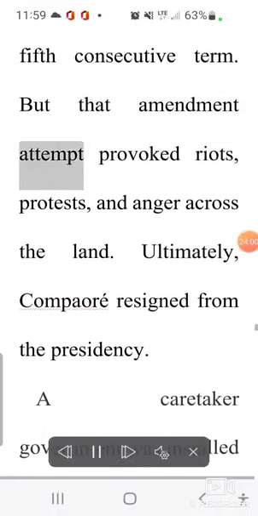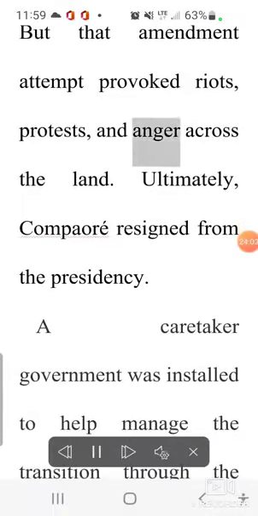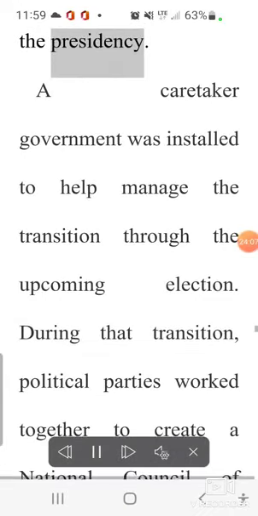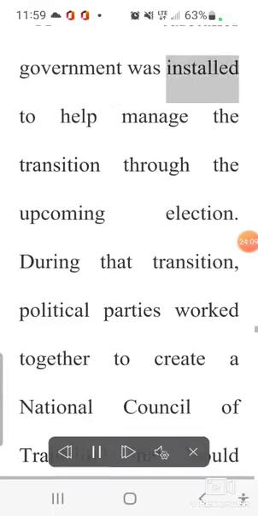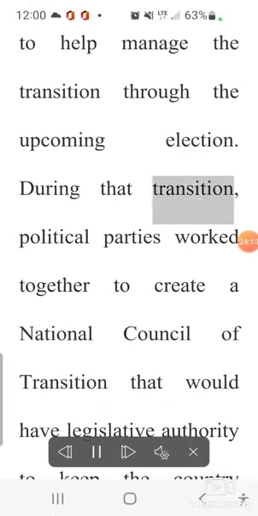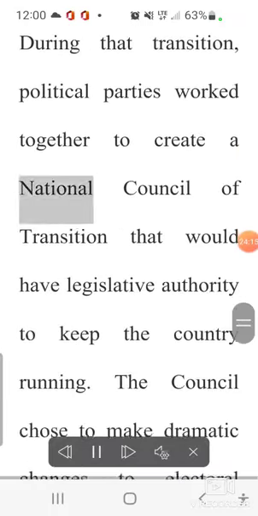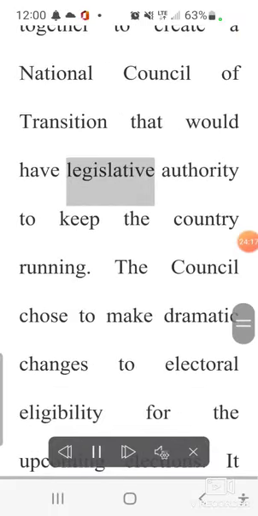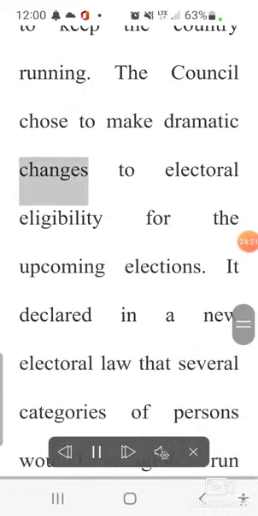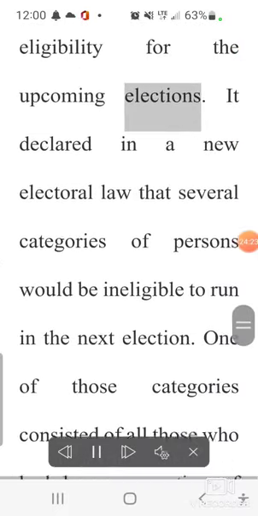But that amendment attempt provoked riots, protests, and anger across the land. Ultimately, Compaoré resigned from the presidency. A caretaker government was installed to help manage the transition through the upcoming election. During that transition, political parties worked together to create a National Council of Transition that would have legislative authority to keep the country running. The council chose to make dramatic changes to electoral eligibility for the upcoming elections.